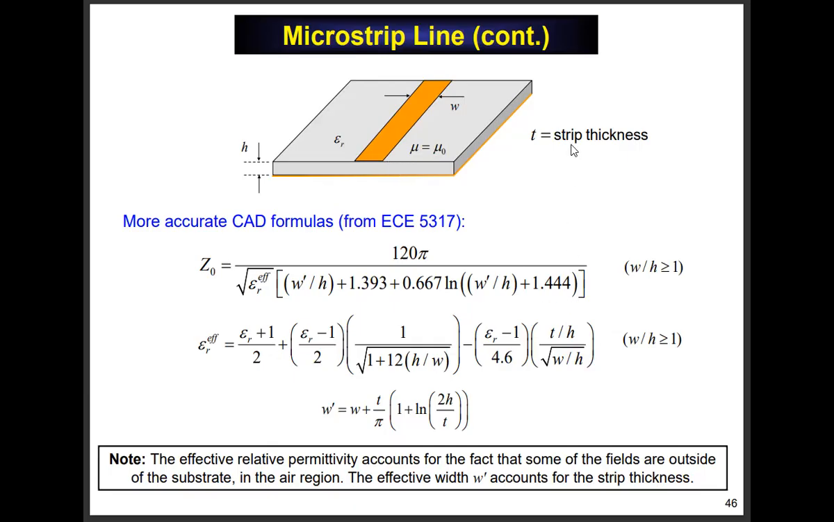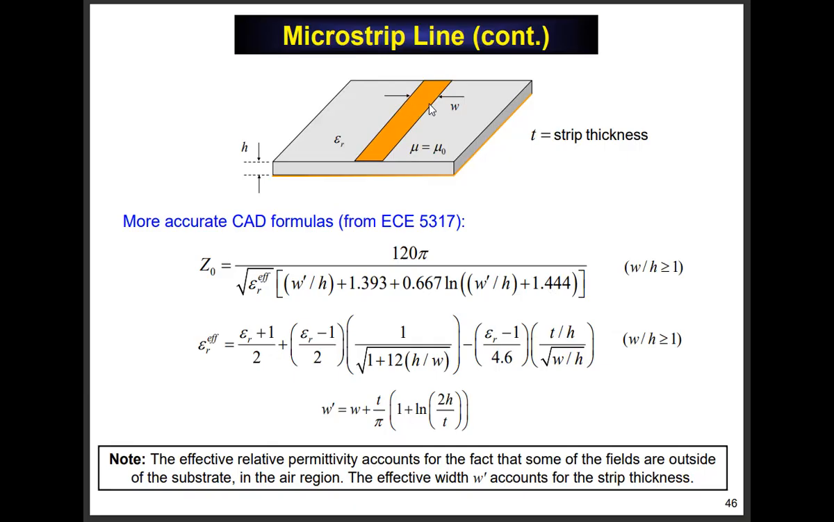So T is the actual thickness, vertically, of the conducting strip. The strip is normally made out of something like half-ounce copper, which means it's like 17.5 microns in thickness, and that's small enough you don't have to worry about. But if you want a tiny, tiny improvement, you can actually add this term in there, right?